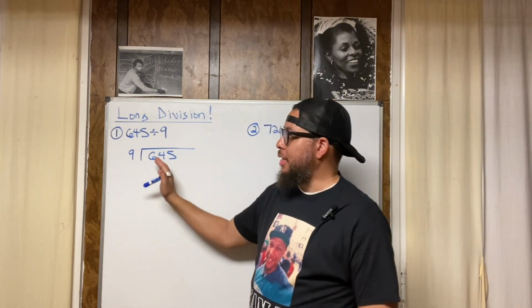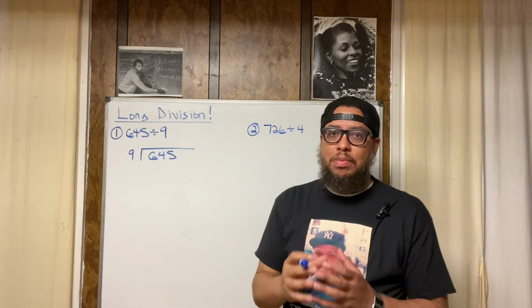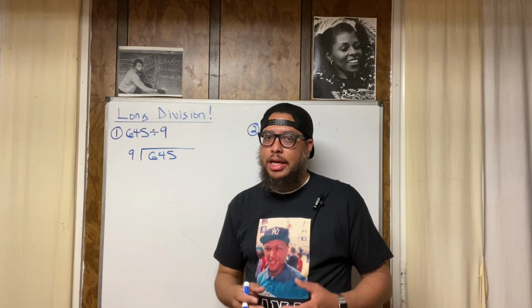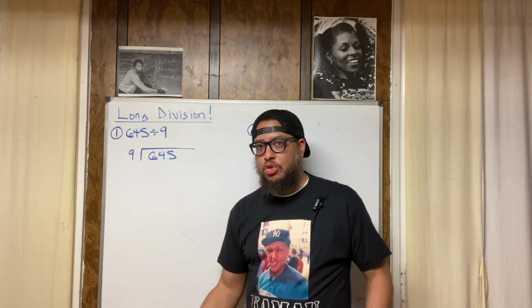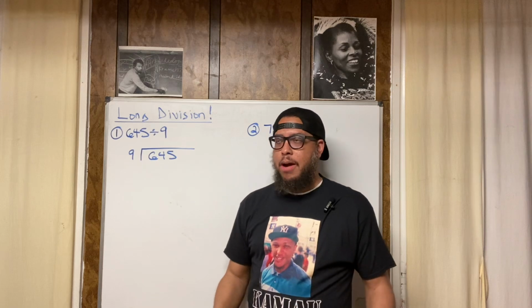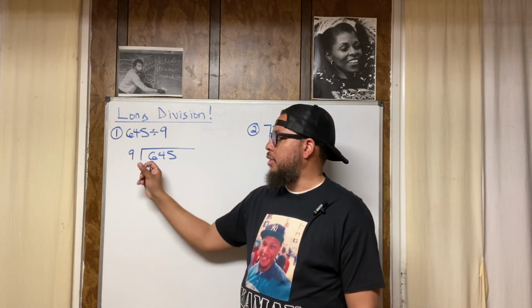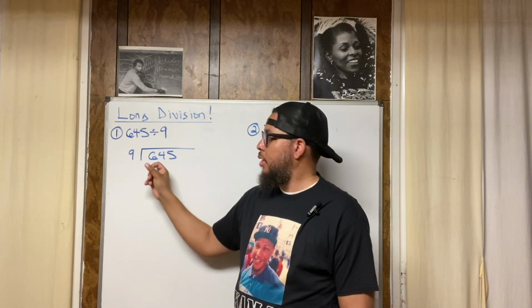Because 6 is less than 9, you can't fit a whole group of 9s into 6. It's like if somebody has a size 9 foot and they try to fit their foot into a size 6 shoe. The shoe is too small or their foot is too big, depending on how you look at it. So you don't want to do that. Instead of dealing with 6, let's treat this like a 2-digit number. Let's do 64.